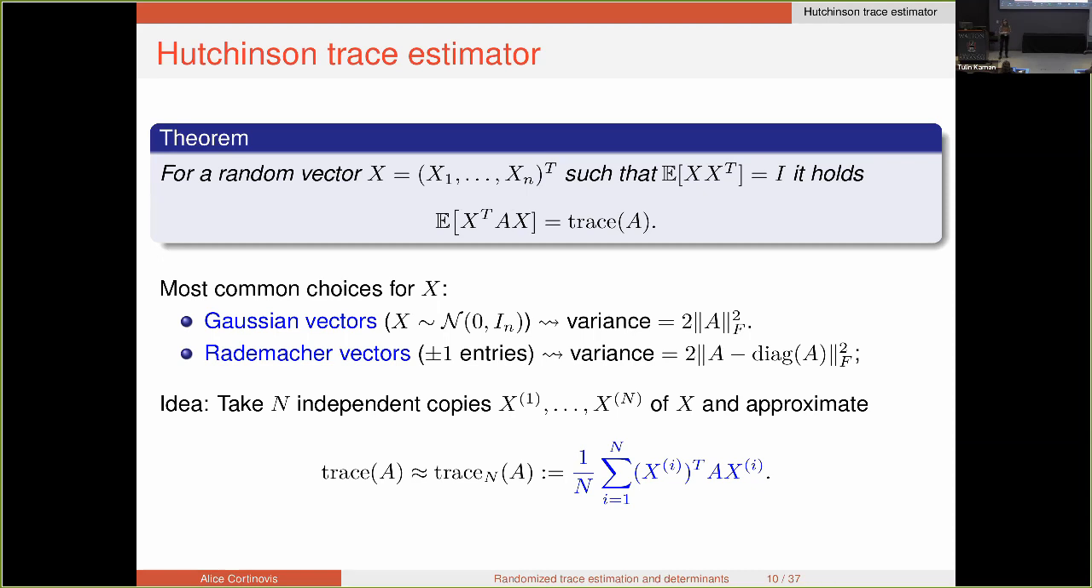But anyway, okay. So the idea of the Hutchinson trace estimator is that you take capital N independent copies of this random vector. Then you compute the corresponding quadratic forms, and you average them. So just to fix the notation, I'll call capital N the number of samples, and denote by trace capital N of A this estimate here. So we use this notation.